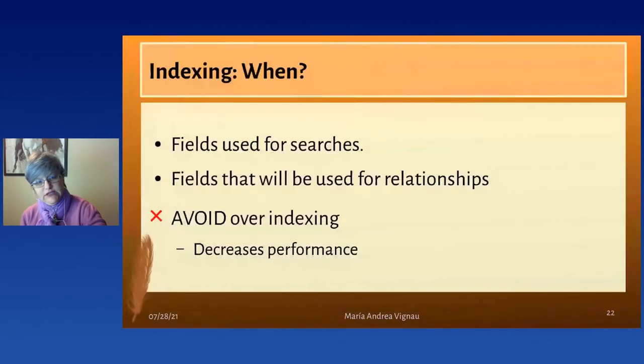Okay, indexing. In a database, you just need to index. Indexes play a huge, very important role in performance. The performance can change a lot using the right index. You need to index the fields that you use for searches, or the fields that can be used for relationships when you have one table that is related to another. You need to think carefully about what to index, because if you over-index, your writing will be slower, and that is a problem. So you need to avoid over-indexing.